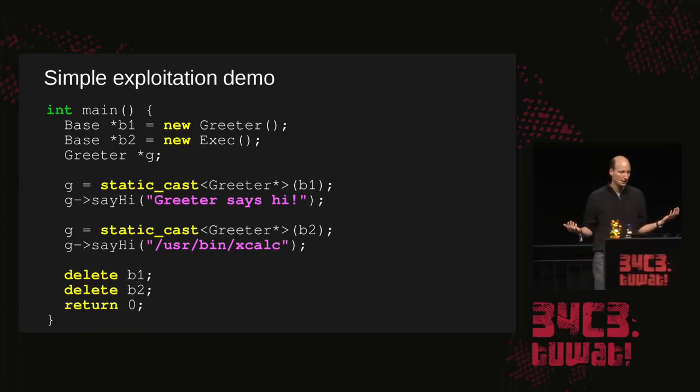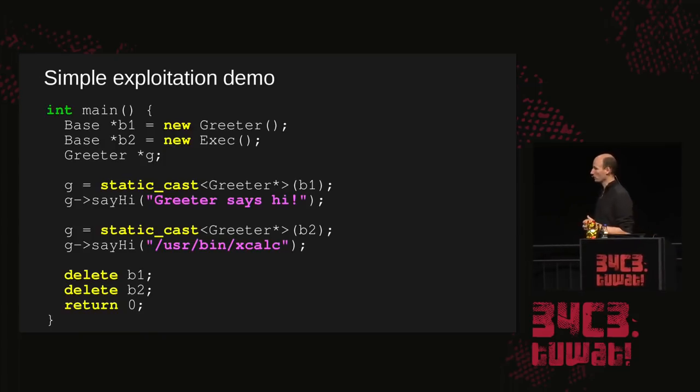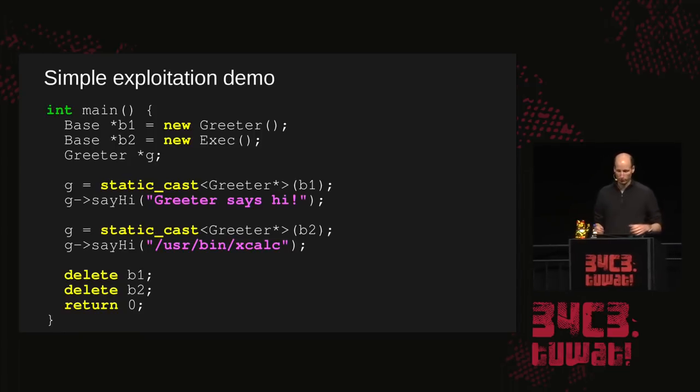And then we can call say hi with this weird string user bin xcalc, and it works perfectly fine. The compiler doesn't complain.